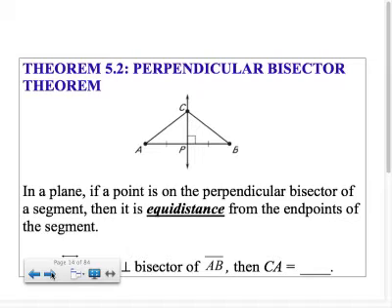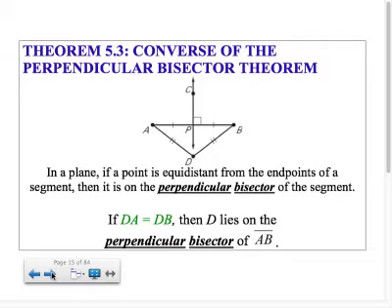So the perpendicular bisector theorem simply says if a point lies on the perpendicular bisector, then it is equidistant, the same distance, away from the endpoints of the segment. So for example here, if we know that point C lies on the perpendicular bisector, line CP, then that means the length of CA has to be the same as the length of CB. And that's what the perpendicular bisector theorem says.